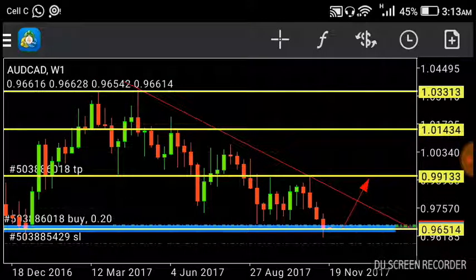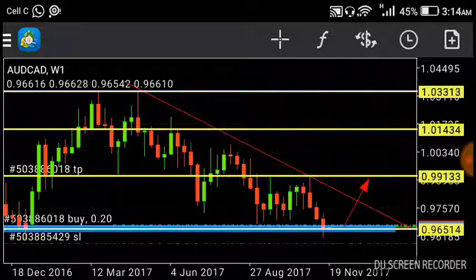Now, the reason why I've drawn here is simply to show you what aspects we are looking at before we can actually commit our money to any single trade. Now, please be advised that trading forex is highly risky and you could lose all of your investment. So do not trade with money that you need.